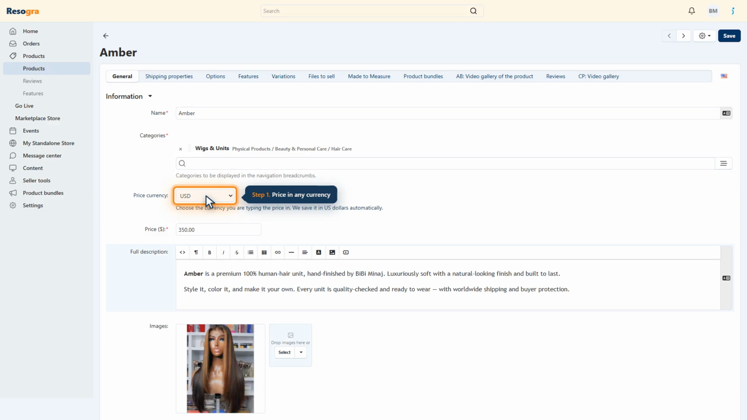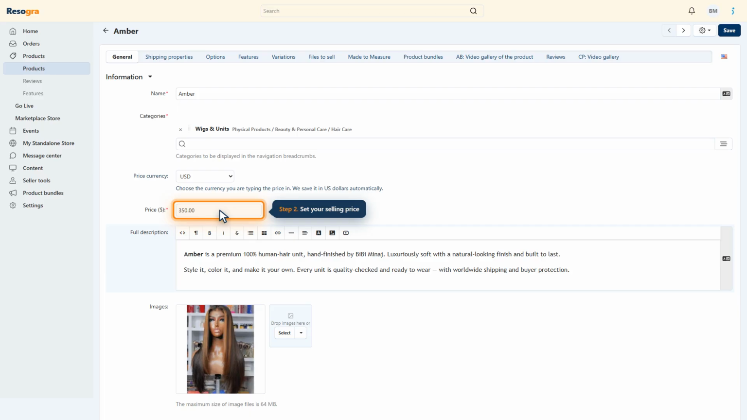Open one of your products and find the price area. On Resogra you can type your price in the currency you think in, US dollars, euros, naira, cedis, francs, or rupees, and it is saved in US dollars automatically. So start by deciding the real number you need for this item.